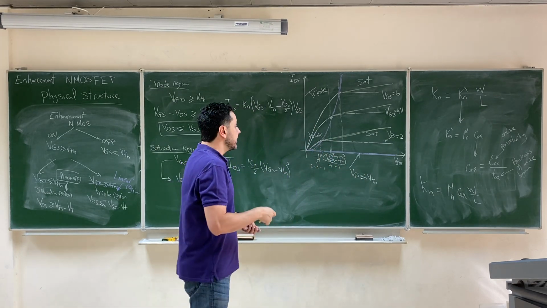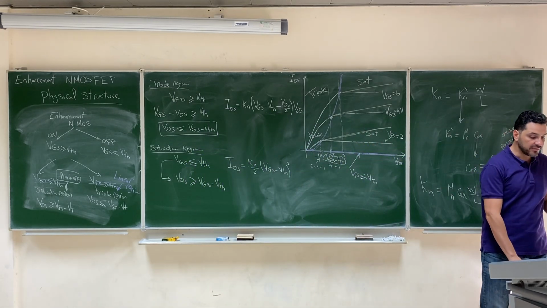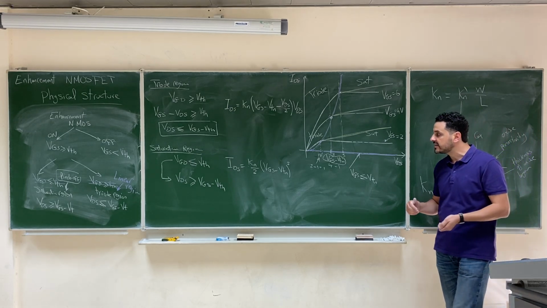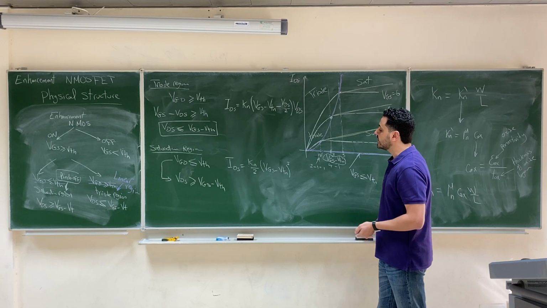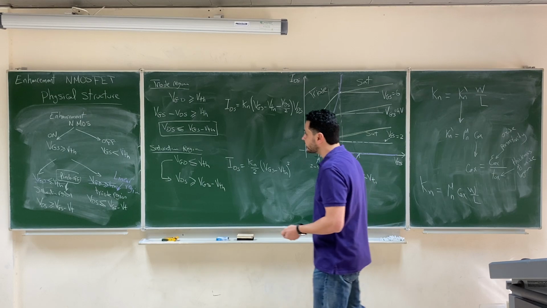Why is that? This is called the channel length modulation effect. In the bipolar junction transistor, we called it the early effect. Here we call it the channel length modulation effect. What is the channel length modulation effect?